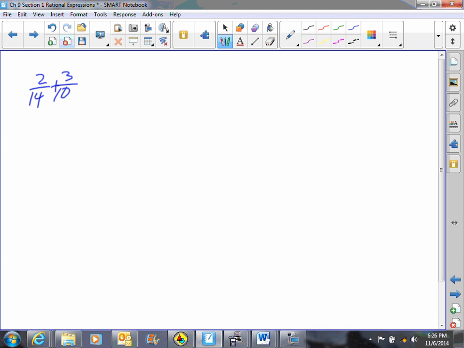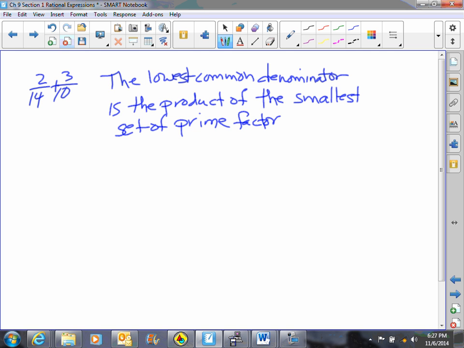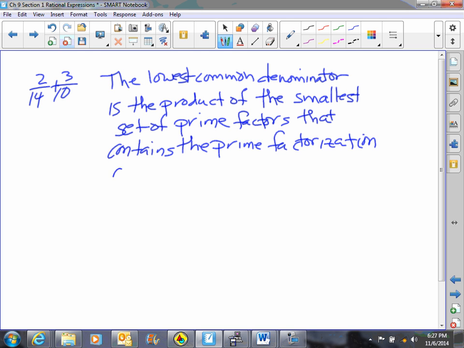The method we're going to be using is this, and let's see if I can state this. The lowest common denominator is the product of the smallest set of prime factors that contains the prime factorization of all your denominators. I'm going to use the denominators.